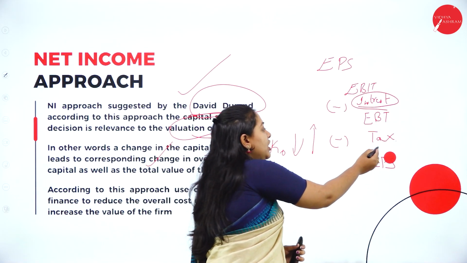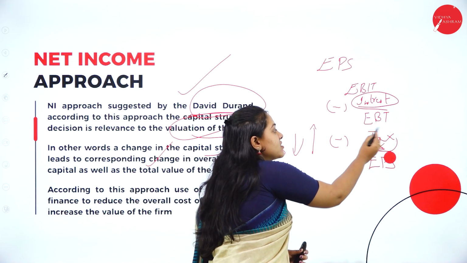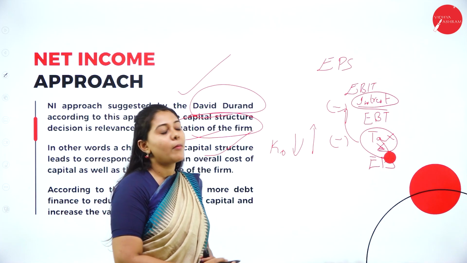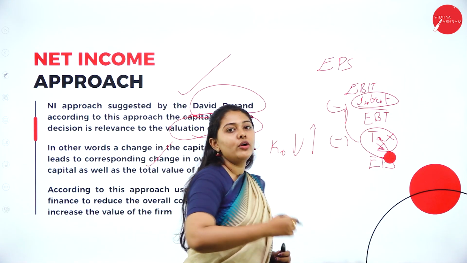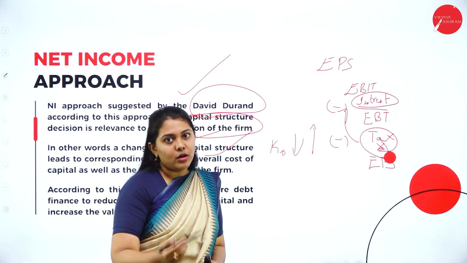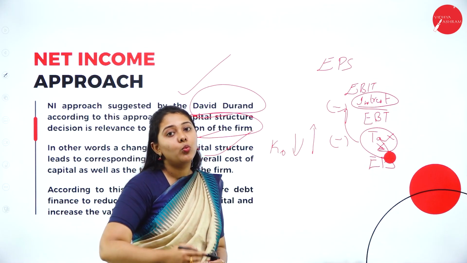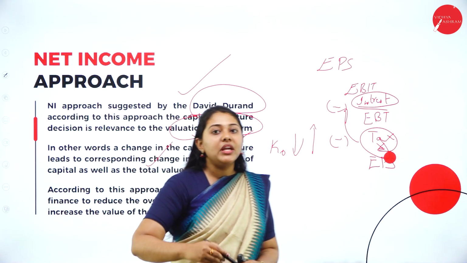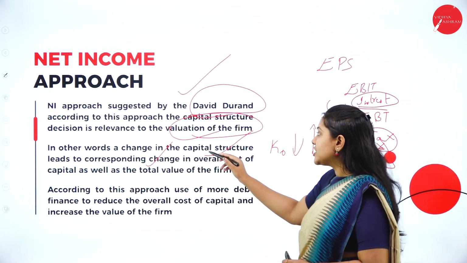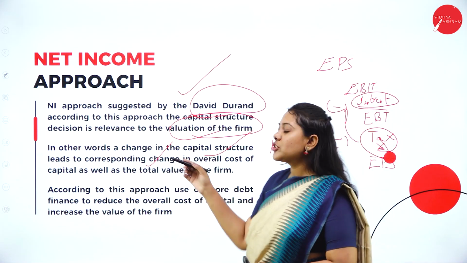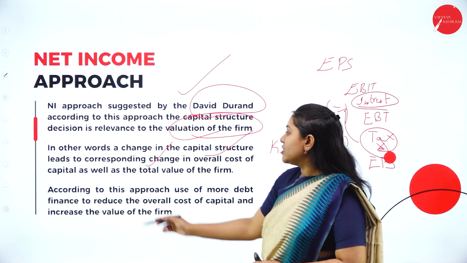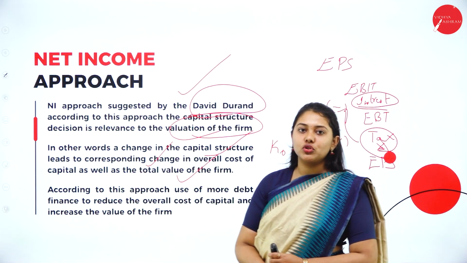So here you need not pay more tax. This is an advantage for you, because after deducting the interest amount, on the leftover amount you are giving up the tax amount. That's why the cost will reduce. That is what they mean in your NI approach. So what does the NI approach say? In other words, a change in the capital structure leads to a corresponding change in the overall cost of capital, as well as the total valuation of the firm.